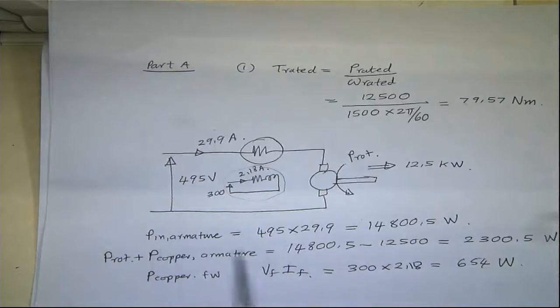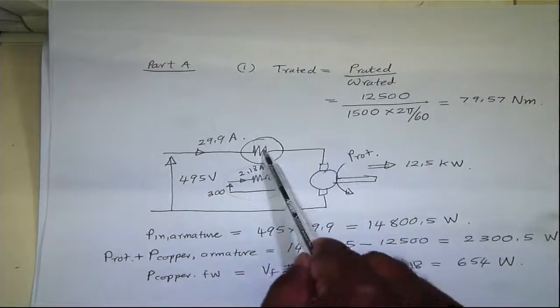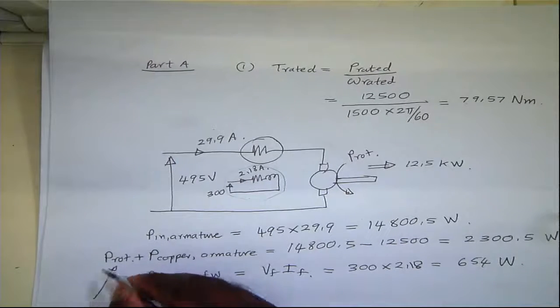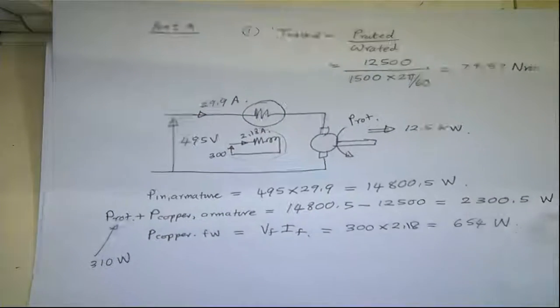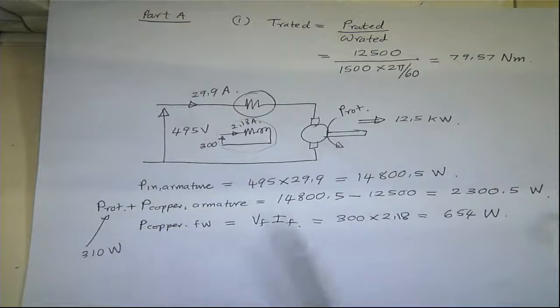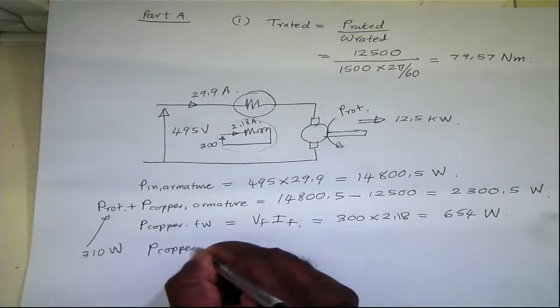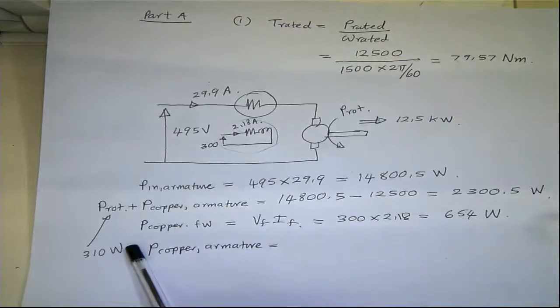So you are putting in 14,800.5, you are getting out 12,500. So the loss is due to the rotational friction and windage losses and the I squared R in this here. So that's the sum of these two. This is given to us as 310 watt. So then the copper losses will be this minus 310. So P copper losses in the armature will be this minus the 310.